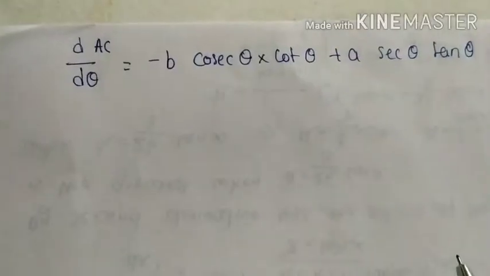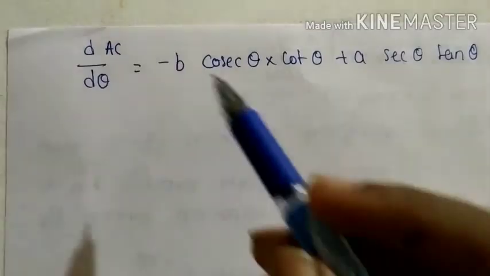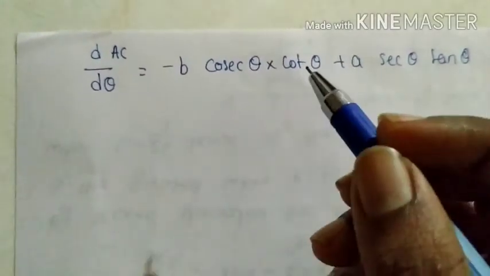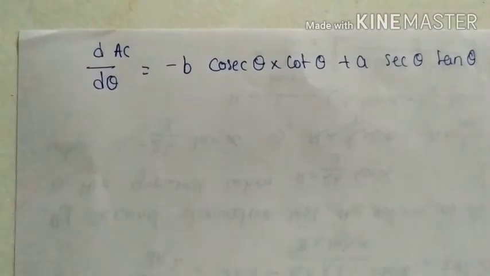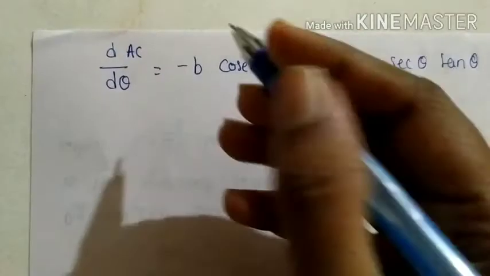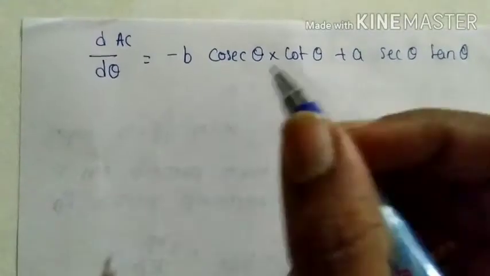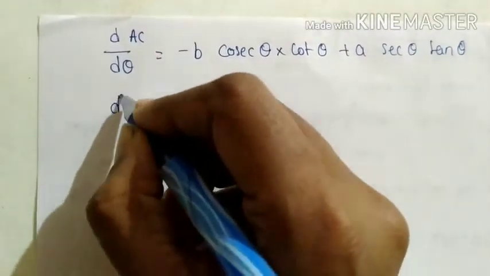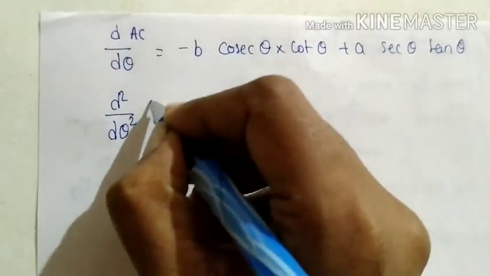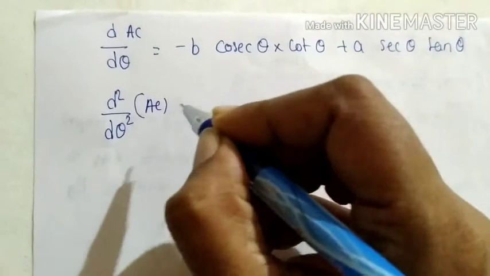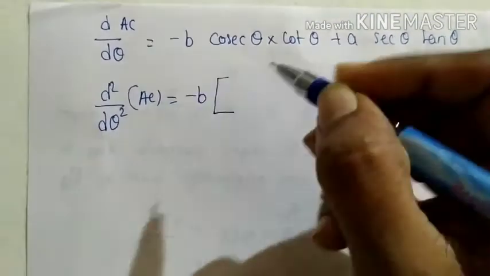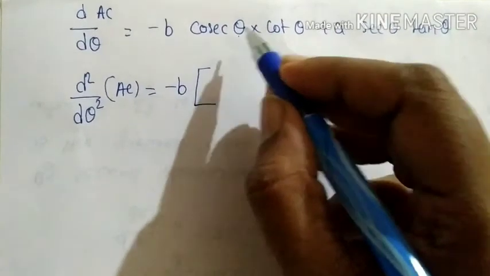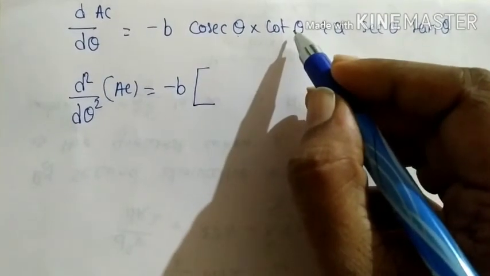Okay. Next we need to find out the second derivative of AC. So by this we need to differentiate with respect to theta on both sides. Here we get d square by d theta square of AC. Here AC is our hypotenuse. Minus b is a constant, so taking it outside. Cosec theta is one function and cot theta is another function.